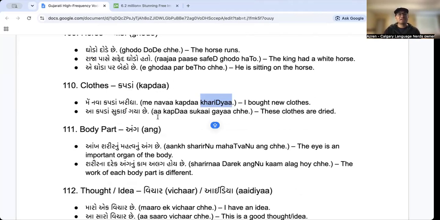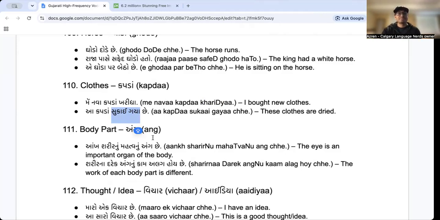A kapra sukai gaya che. So this is possibly a new word for you here. Sukai gaya. Actually, I don't have this word anywhere else in the document. Sukai javu means to dry. So sukai gaya, they have become dried. It's like saying that.